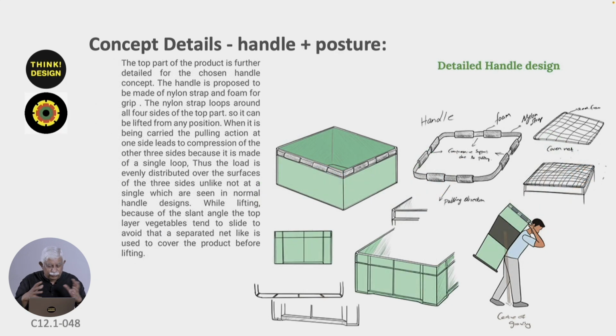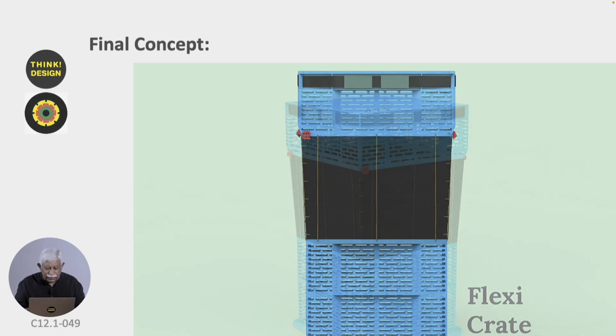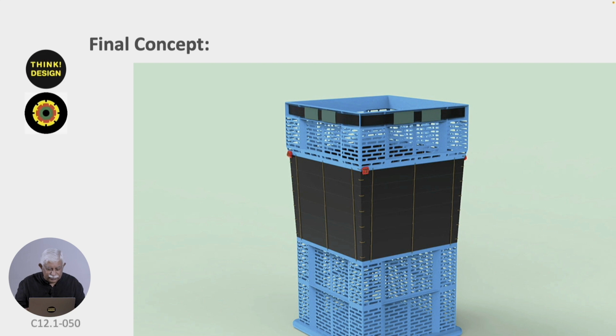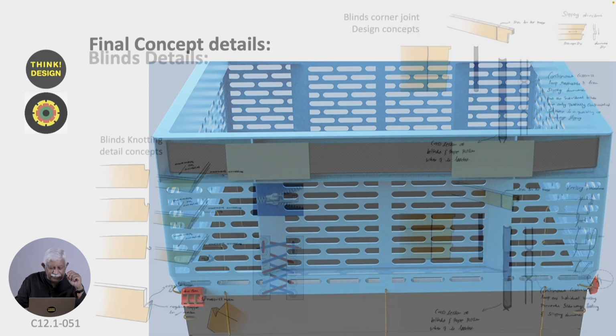If you want to hold it, does it have a handle? How do you integrate the handle into the product? And that is how the final product called Flexi Crate came into being. You can see that it's got a lot of details. The middle part is flexible. It can become small and big as you need it. Then it comes to doing the details of that. How do you actually do the final details of this?